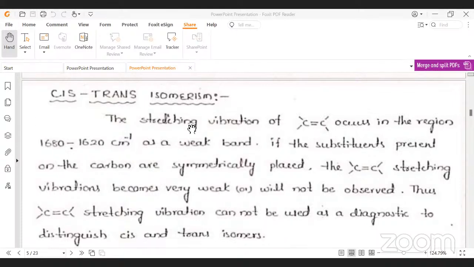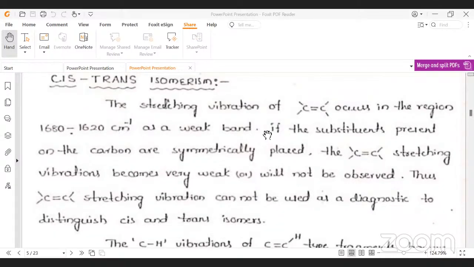Next our topic is cis trans isomerism. How do we differentiate cis and trans isomerism? For example, the stretching frequency of CC occurs in the region 1680 to 1620 centimeters inverse as a weak band. If the substituents are present and the carbons are symmetrically placed, the stretching vibrations become very weak and will not be observed. The CC stretching vibrations cannot be used as a diagnostic to distinguish cis and trans isomers.